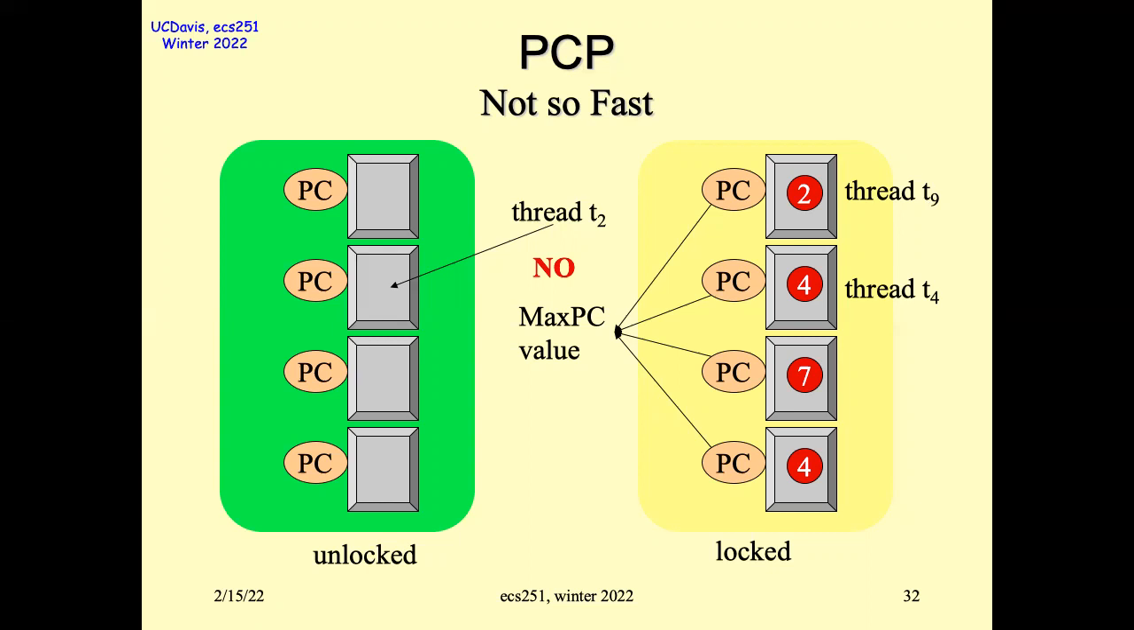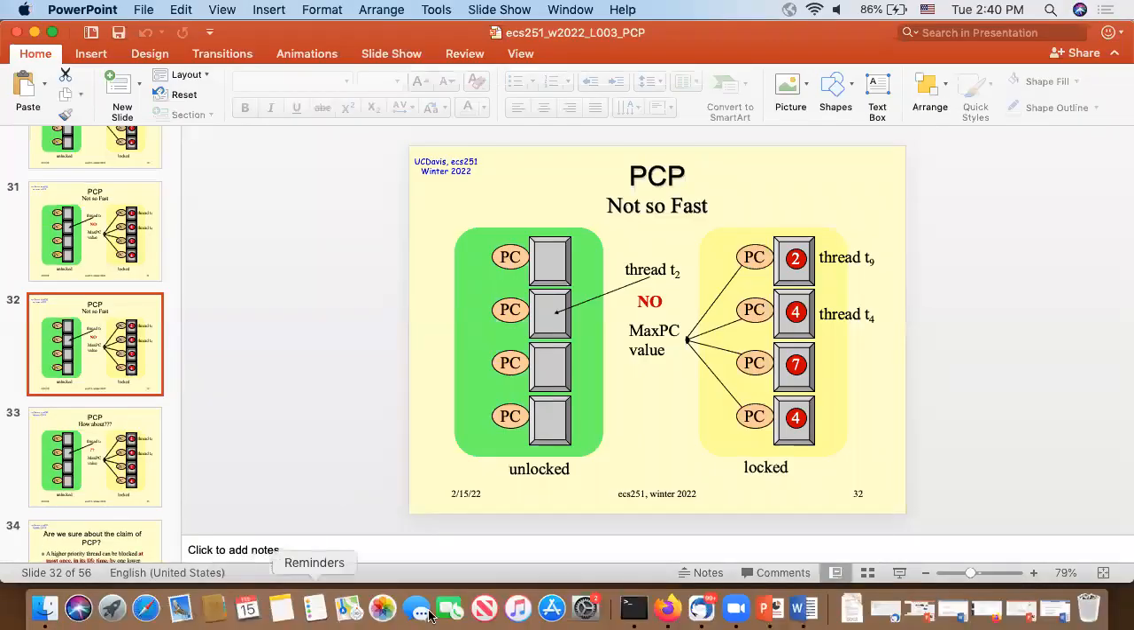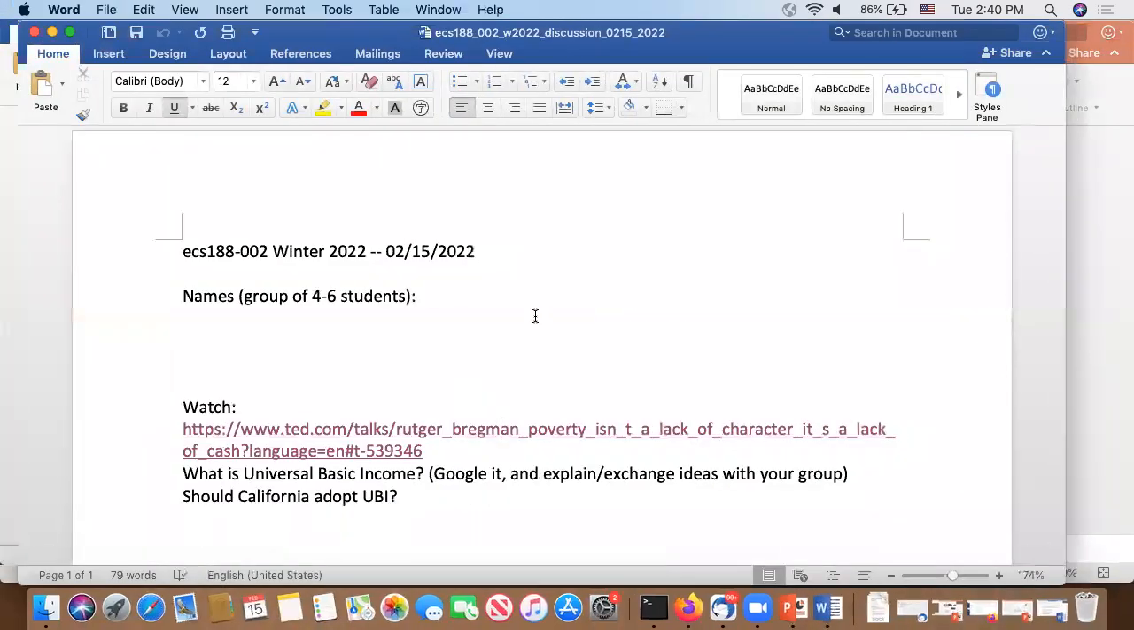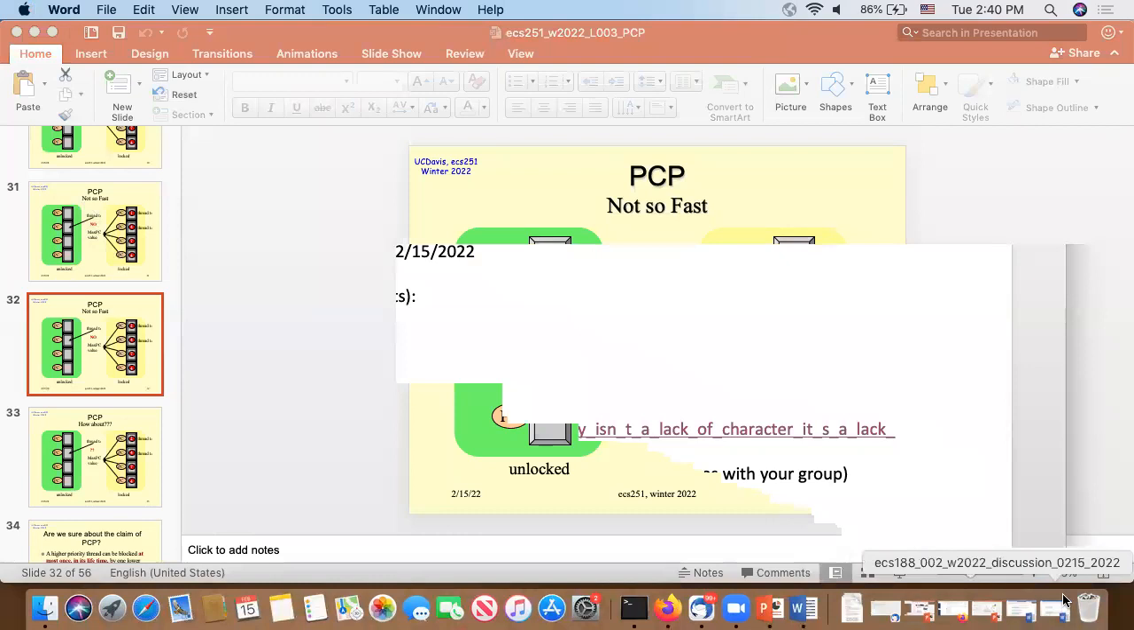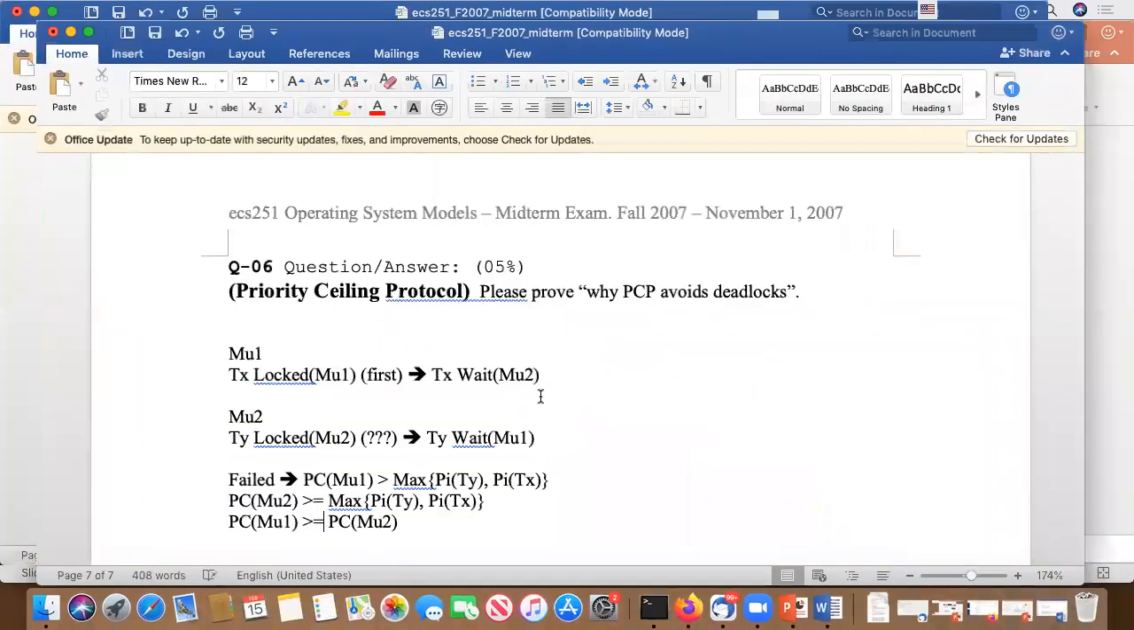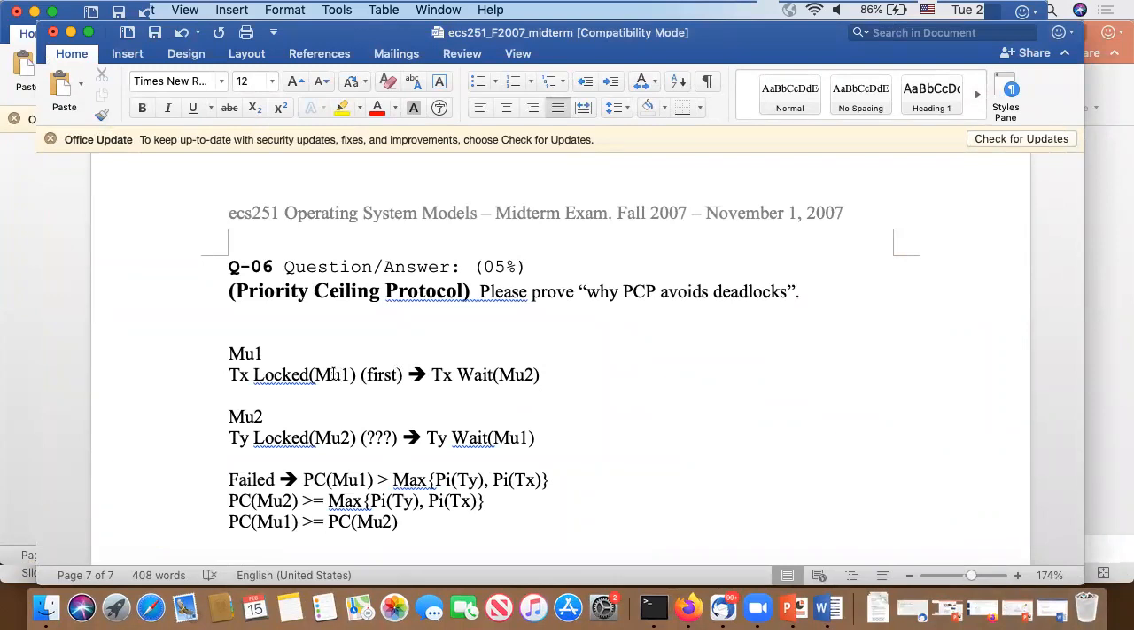So in other words, if you yourself already locked the semaphore, you don't need to worry about that. It will exclude your own. If you already locked it, that's okay. So that's why in this particular exam question, once you lock MU1, you can actually lock MU2, because you already locked MU1. It's you who locked MU1, so it's okay. So that has to be clarified.